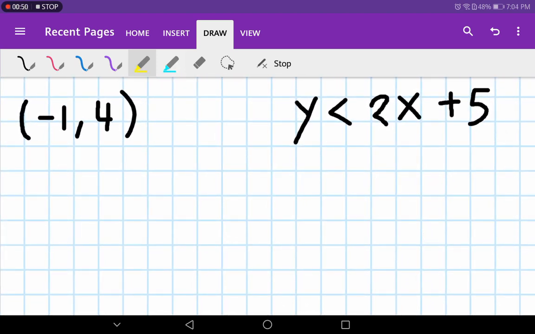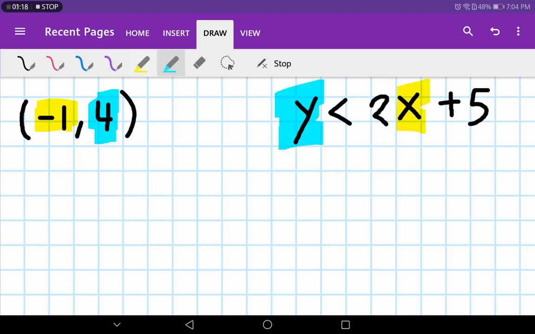To check or to examine if this ordered pair is one of the solutions for this inequality, we have to substitute the x and the y. So mister, the negative 1 is the x and the 4 is the y.